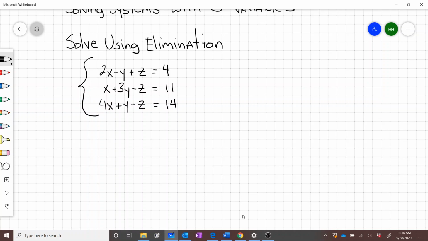Once you get these 3 equations written down, the next thing you want to do is number them. Alright, so we're going to number them 1, 2, and 3. And it makes it much easier to refer to them as we move on. So we got equation 1, equation 2, and equation 3.